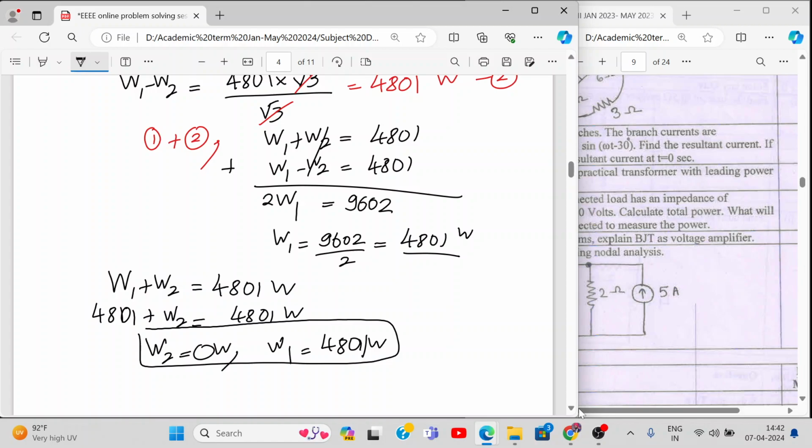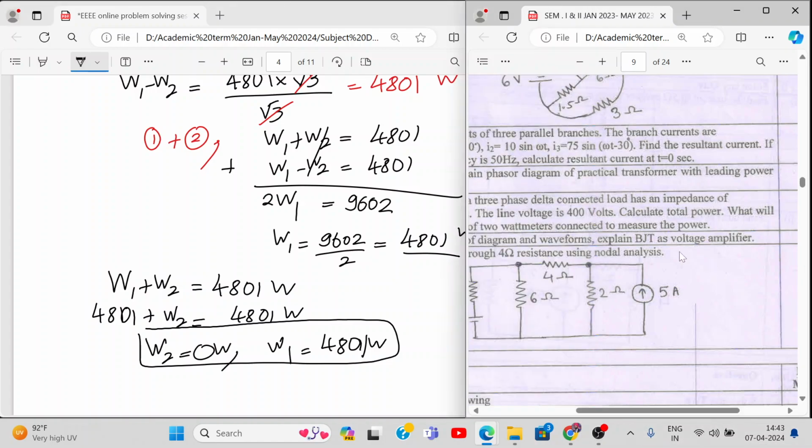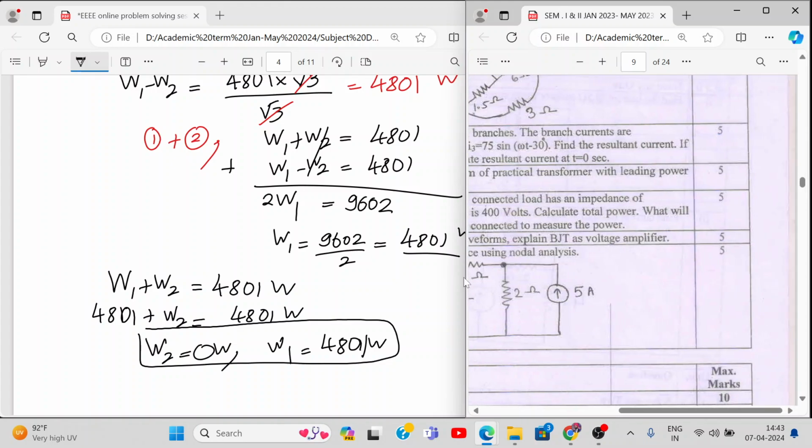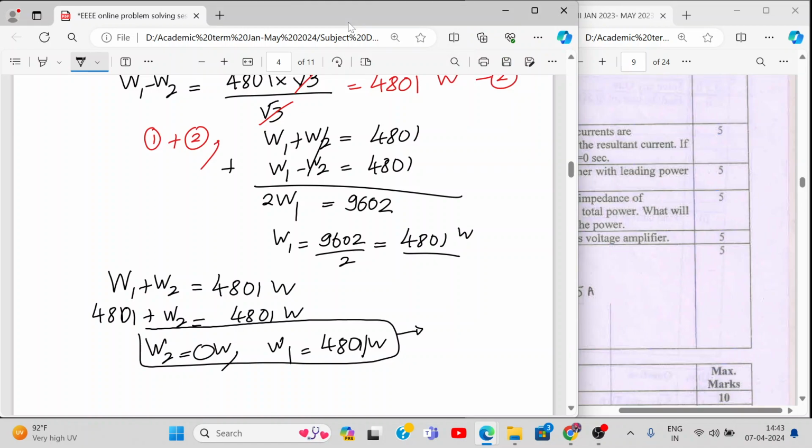Got the answer? So this is your answer to the question. What will be the reading of the two wattmeters connected to measure the power? So the reading of the two wattmeters.